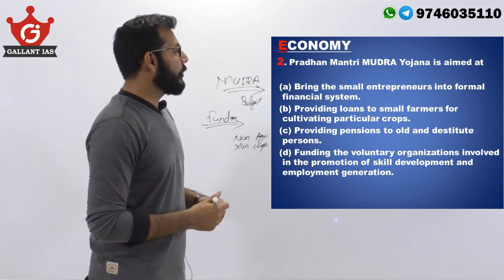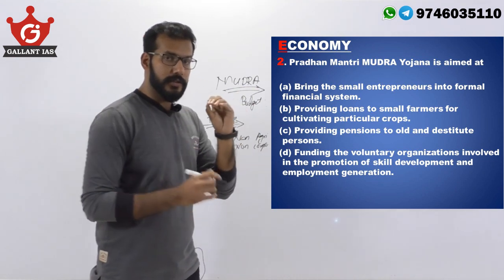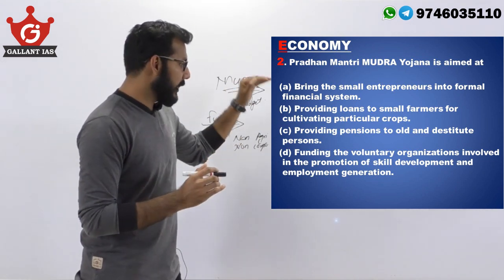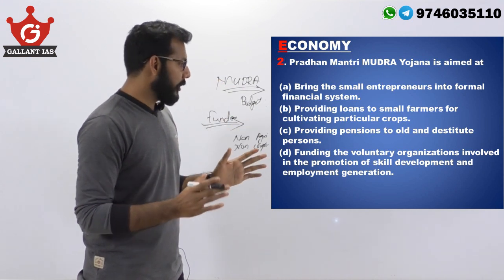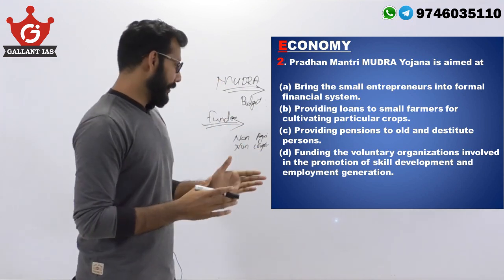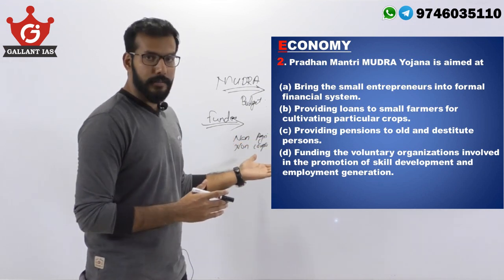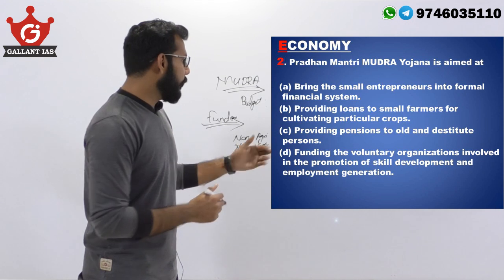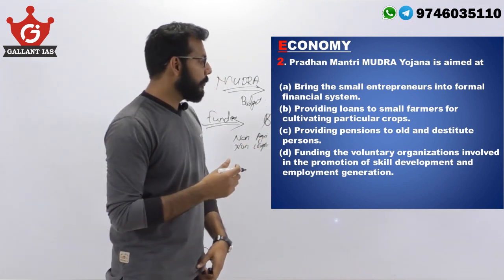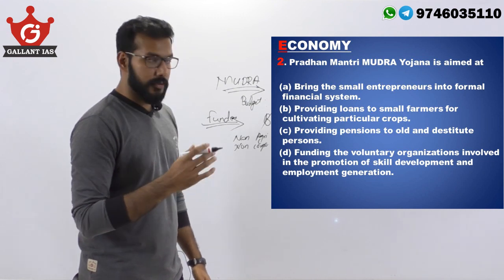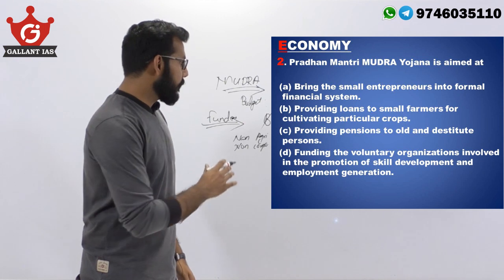Bring the small entrepreneur into the formal financial system. That sounds to be true, and just to make sure, let's consider the other options B, C and D. B, providing loans to small farmers for cultivating particular crops. No, we already established that it is given only for non-agriculture activities, and therefore B is not our answer. And C, providing pensions to old and destitute persons. No, it is not a scheme related to pensions. So C is also not our answer.